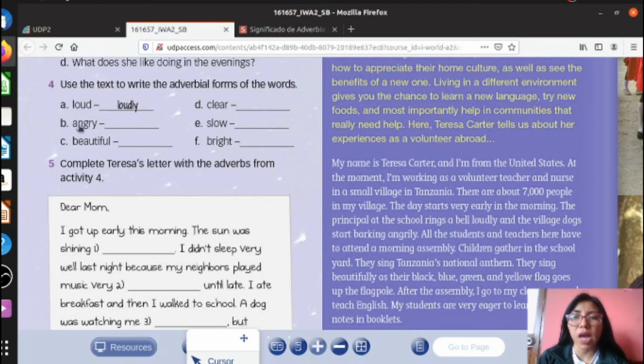For example, angry, angrily. What is the meaning? Angry, enojado. Angrily, adverbio, enojadamente. Okay, so that is the meaning of ly, mente. Clear, clearly. Slow, lento, slowly. That's right, okay?